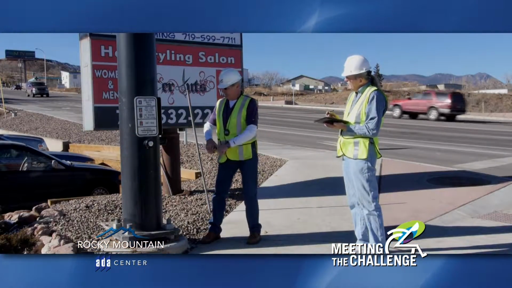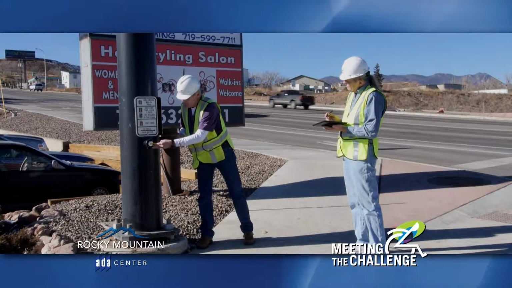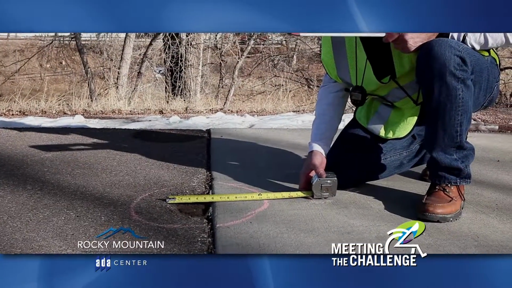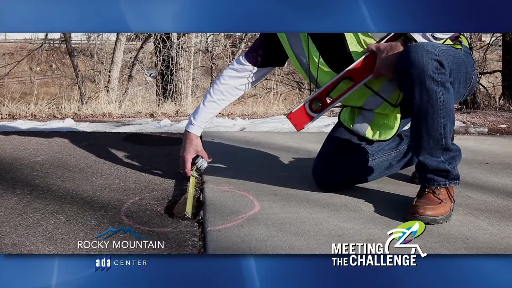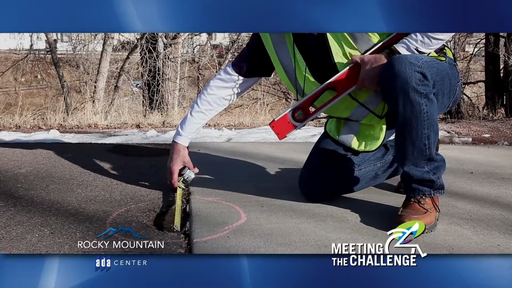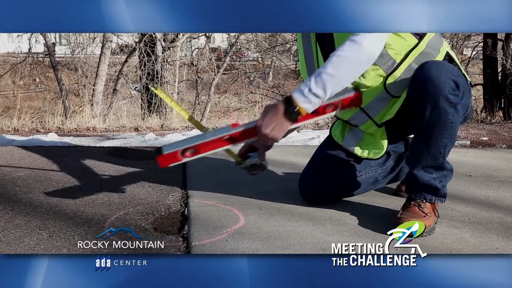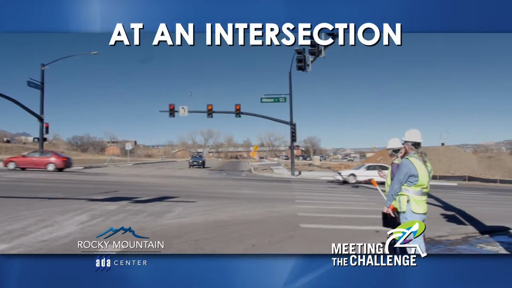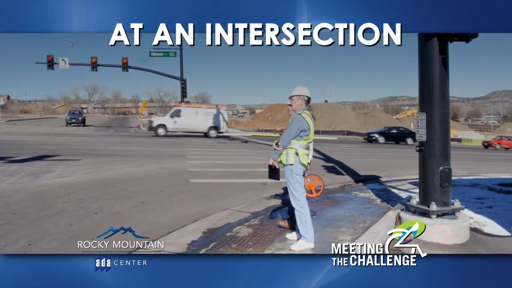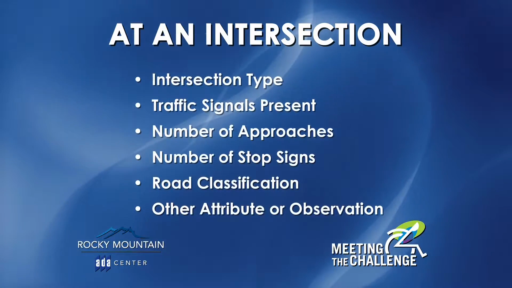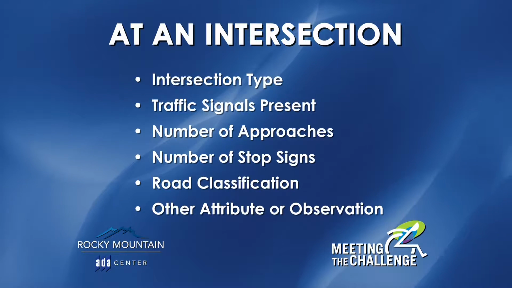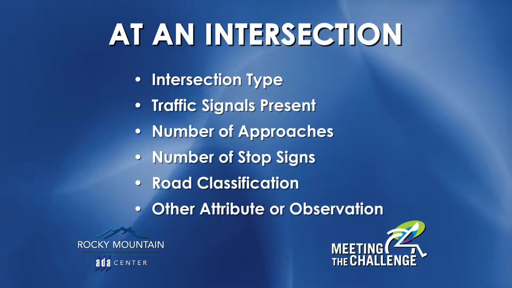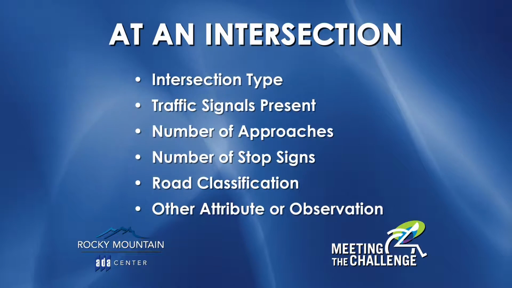may be required. Often, the observer must notice and document the absence of accessible features or the presence of anomalies that are barriers to access for some pedestrians with disabilities and potential hazards for pedestrians who do not have disabilities. Words at an intersection. At an intersection. The process of surveying the accessibility features of an intersection begins with general observations of the intersection, including intersection type, traffic signals present, number of approaches, number of stop signs, road classification, other attribute or observation.